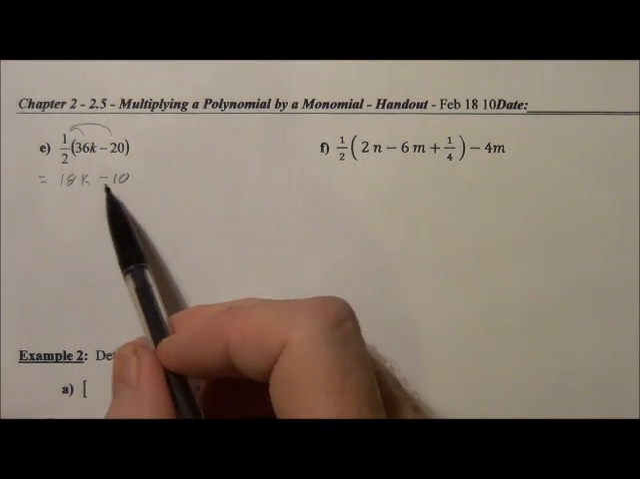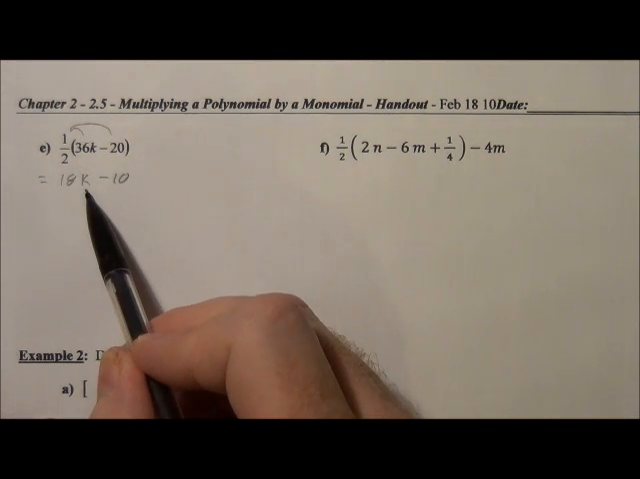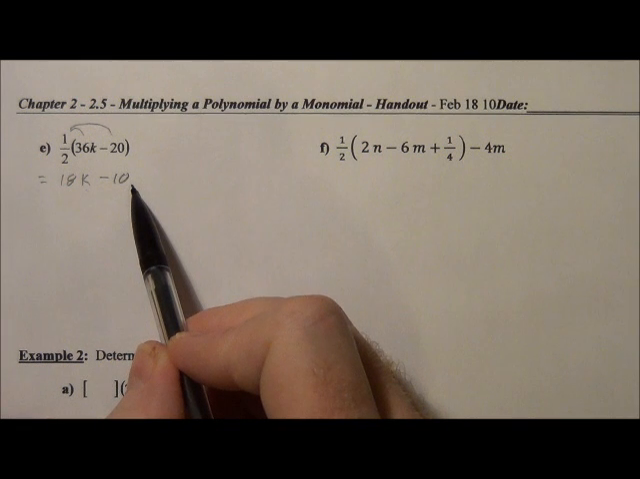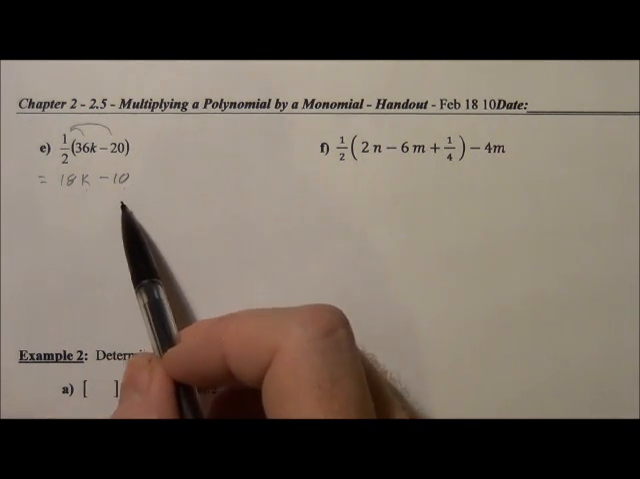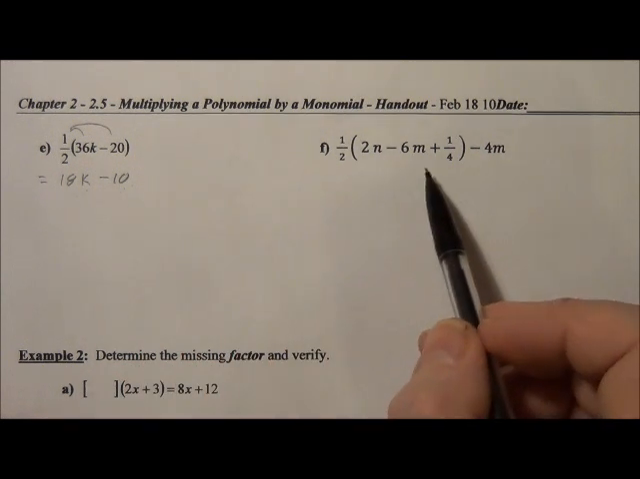We take a look at these two terms. Variable of k, no variable at all. These are not like terms. You cannot combine them and simplify them. Let's take a look over here.